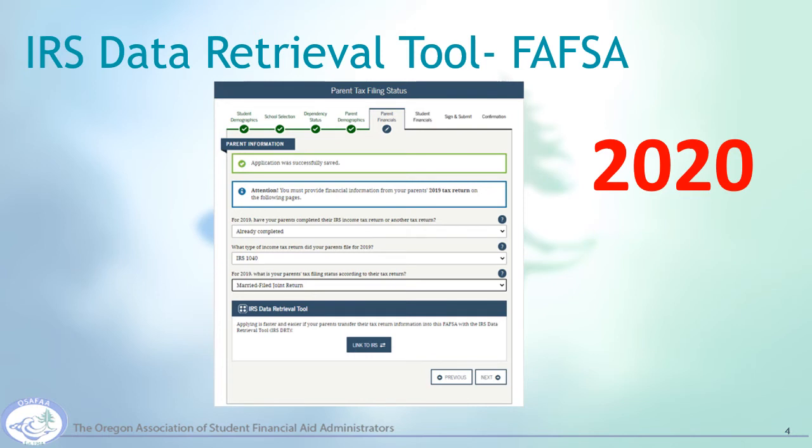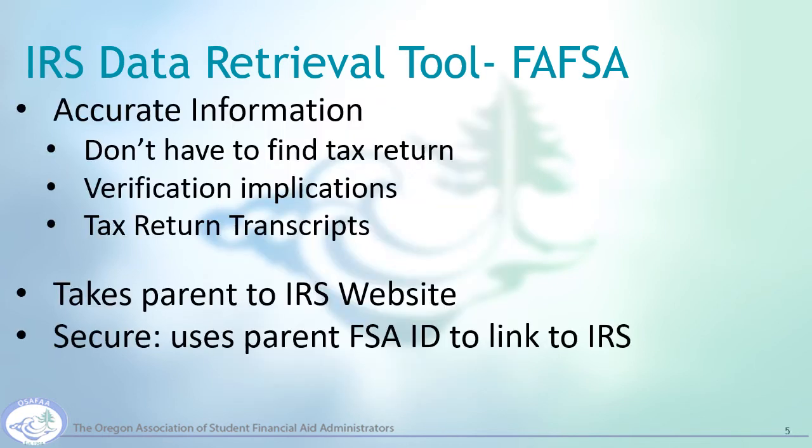The parent must have created an FSA ID in order to use the data retrieval tool, and the FSA ID identifiers must match the parent's Social Security number, name, and date of birth on the FAFSA. It is important that information provided on the FAFSA is as accurate as possible, so if the parent can use the IRS DRT, it is in their best interest to use it. In addition, families who use the IRS DRT are less likely to be selected for a process called verification. Verification requires additional documentation and processing by the Financial Aid Office at each school the student is applying to.